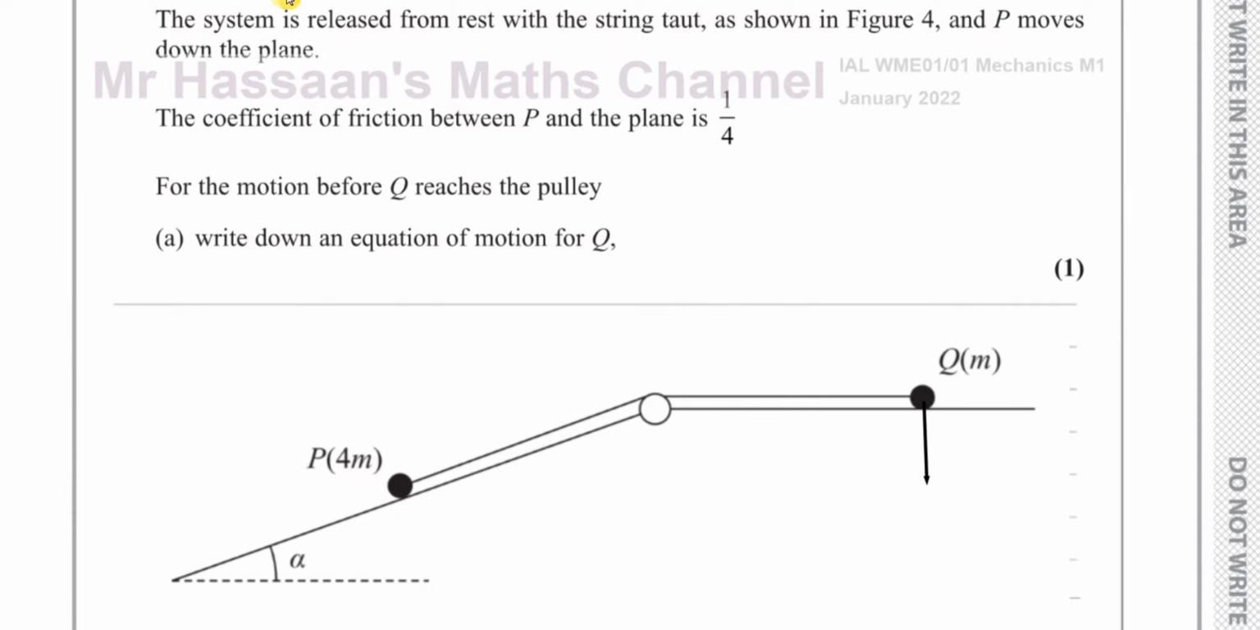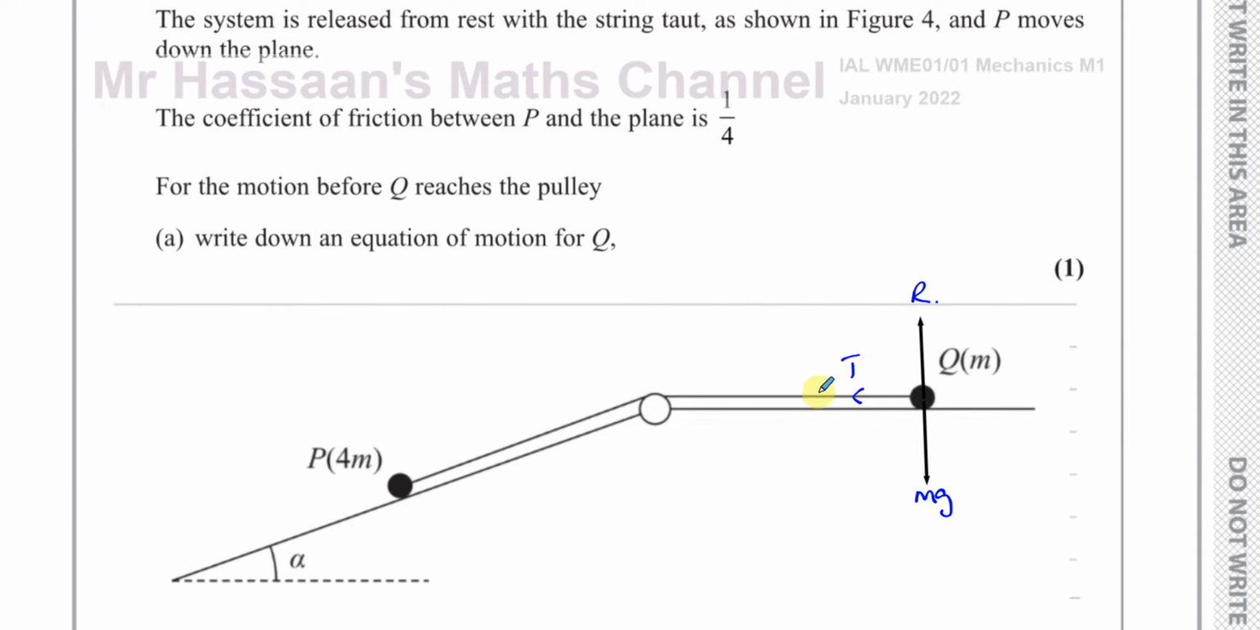That's mg. You also have the reaction force, which is straight up. That's the vertical force when two surfaces are in contact with each other. And you also have the tension in the string, which is pulling it this way.